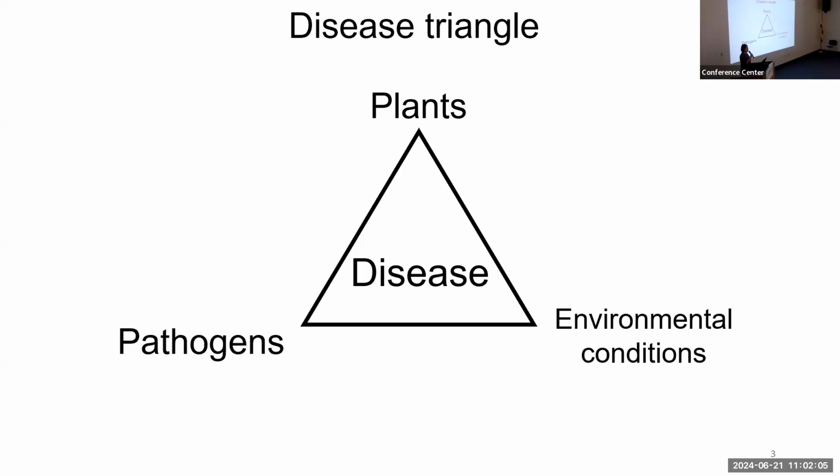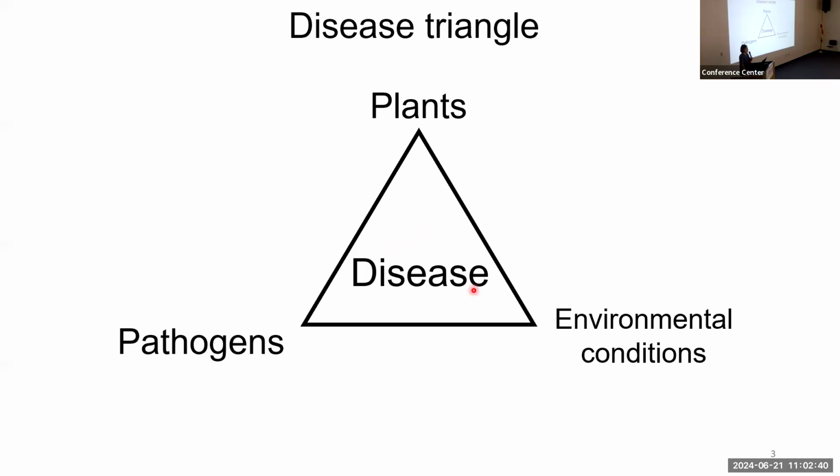Before we jump into the study we are doing, I'll give a brief introduction of the disease triangle. Maybe you've seen this before. It's Plant Pathology 101. So for a disease to develop, you have three important factors. You have to have the host plants, the pathogens, and also the favorable environmental condition. So when you have these three factors, then there is a possibility for a disease to develop.